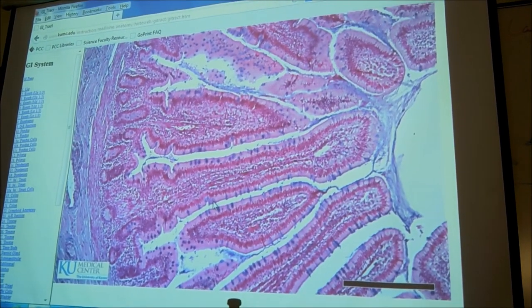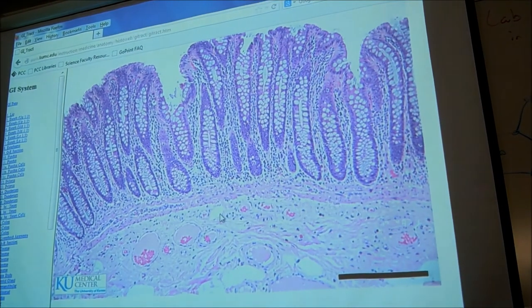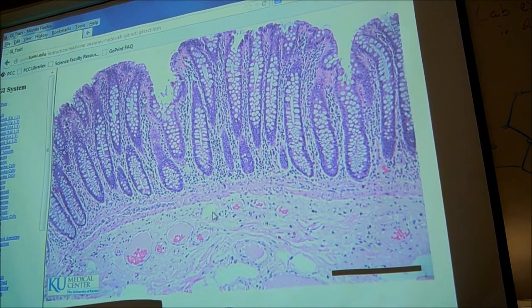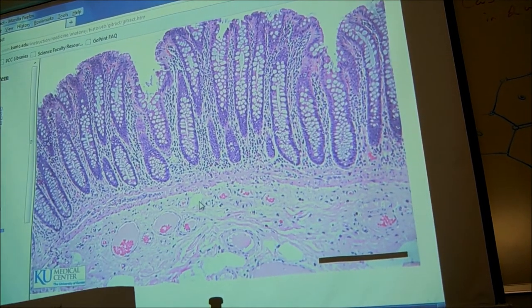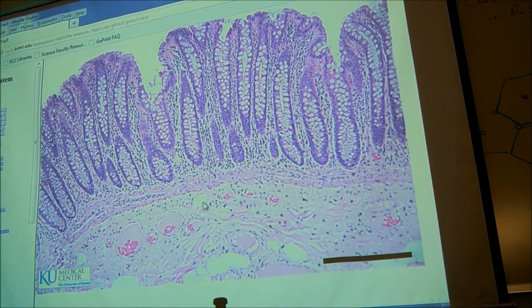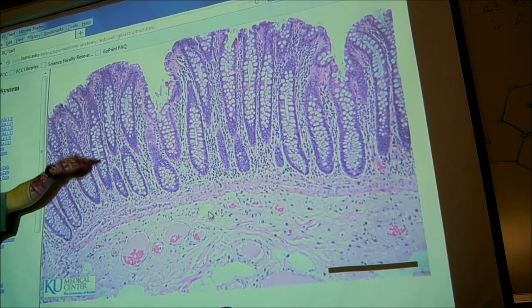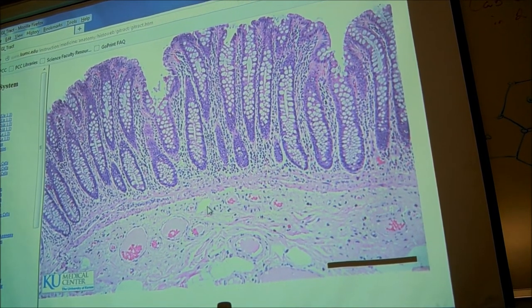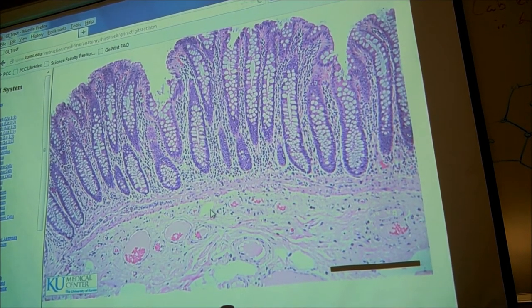Now we're going to go to the large intestine. Everyone, look at it. You will love this slide. What do you see? Intestine. Yeah, it looks kind of like a stomach, right? The trick is it looks like your fingers are held together. So instead of doing fingers, you do like this. There's no space. And what are these white things all over the map? They're goblet cells, and there's a lot of them.